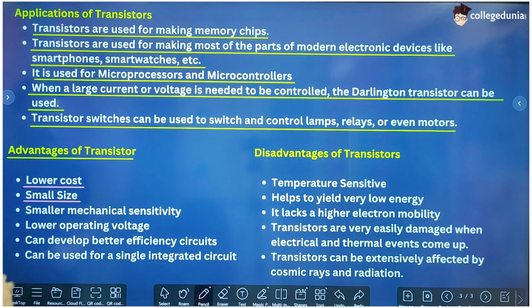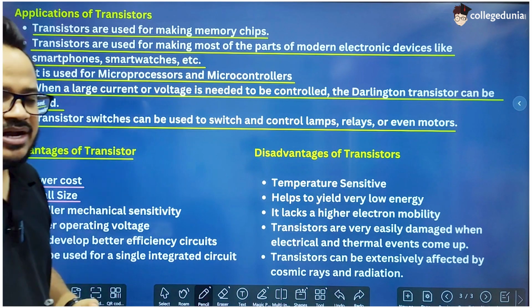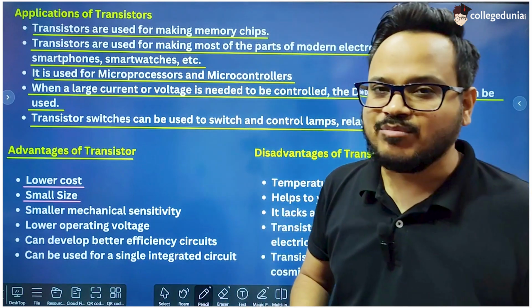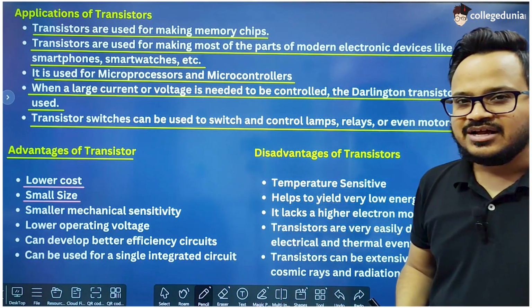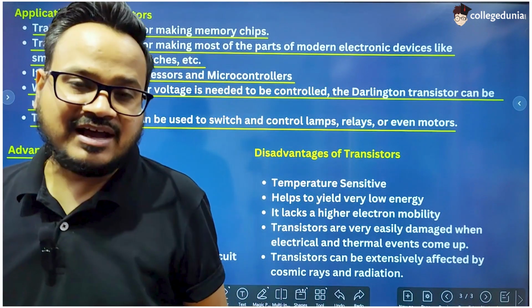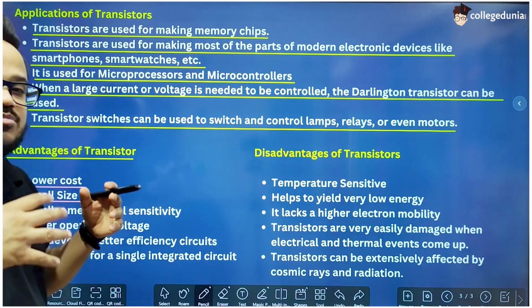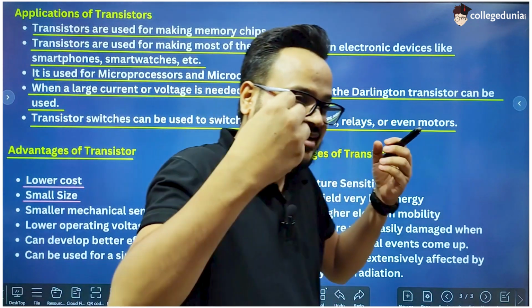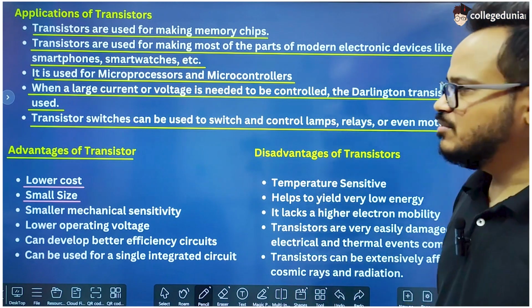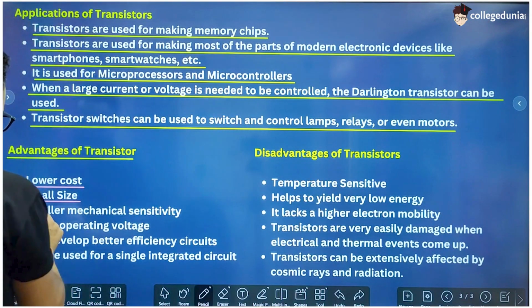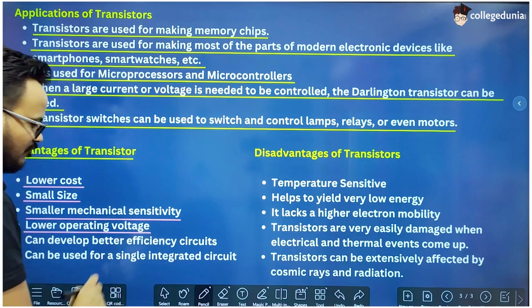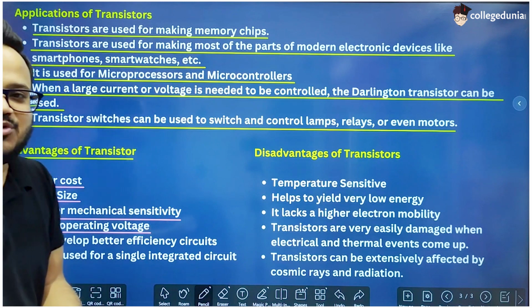They are smaller in size. So day by day they are helping us make compact digital devices that can be fitted in our pocket. We are using mobile phones with many features. 30-40 years ago, one could not even imagine that we could have such a small device which can perform such a large number of functions and be fitted into our pockets, and that is possible only because of the transistors. Smaller mechanical sensitivity, lower operational voltage: very small voltage is needed to operate them.